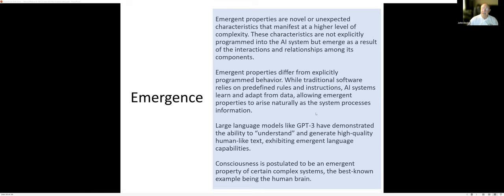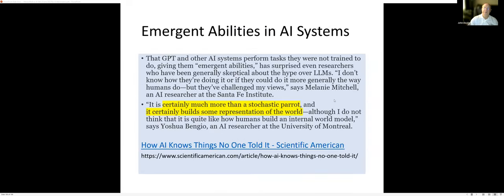So consciousness is postulated to be an emergent property of certain complex systems, the best known example being the human brain. But could consciousness or sentience arise from an AI? And as I said, the other minds problem suggests that there's no way of knowing for sure, because mental states are privileged and are not accessible directly to other people.